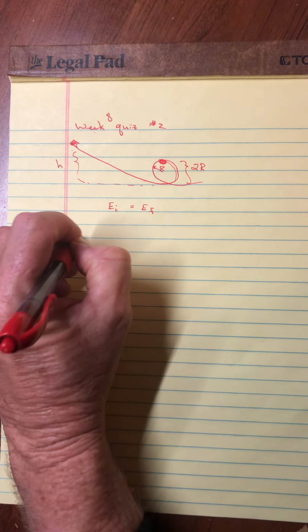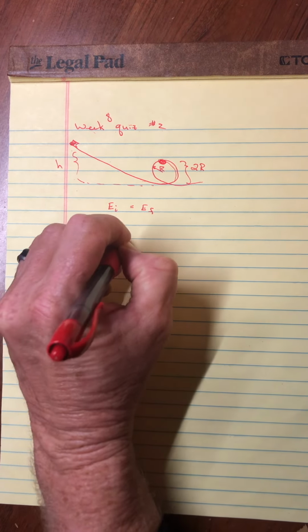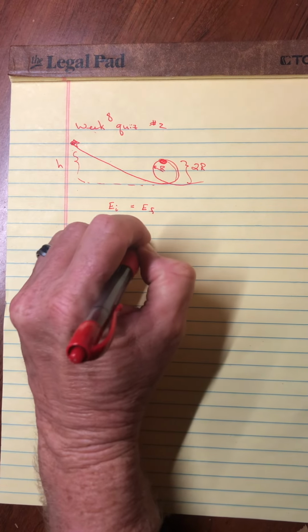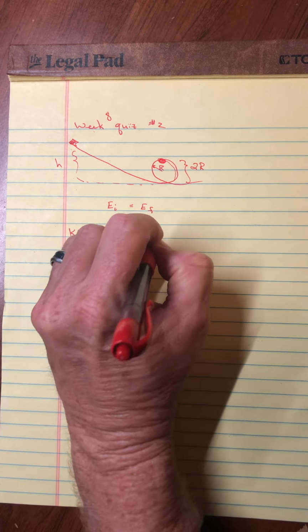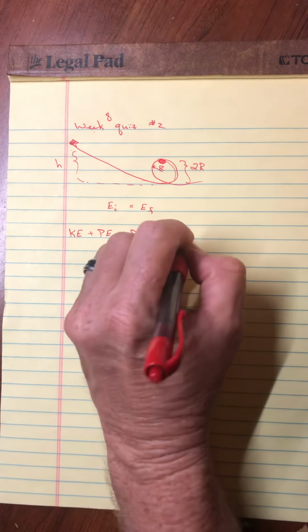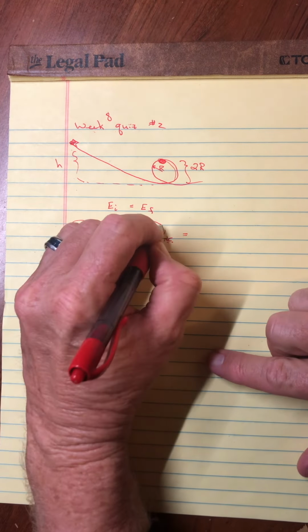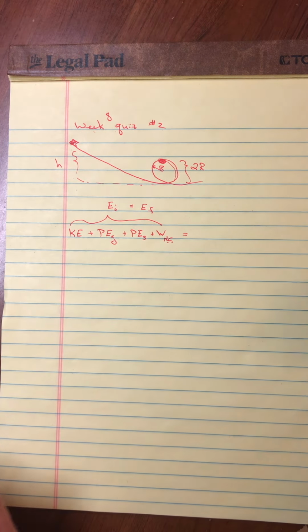You could have a kinetic energy. You could have a potential energy due to gravity. You could have a potential energy due to a spring. You could get work that's done by a non-conservative force. That would be the heat. And so this represents everything I'd call initial.